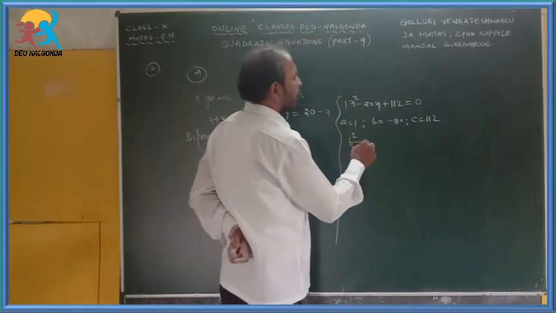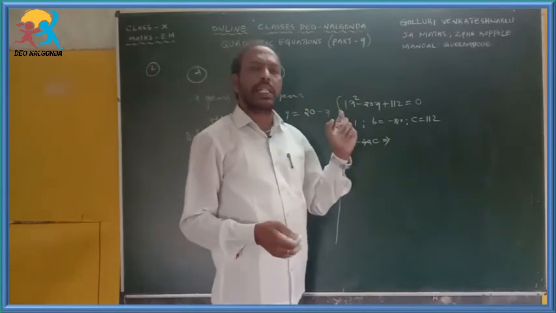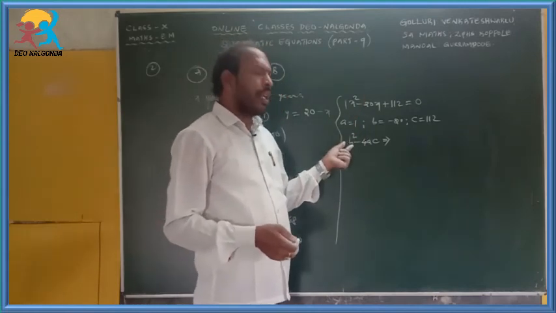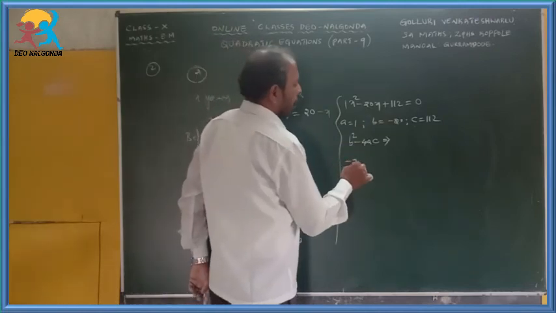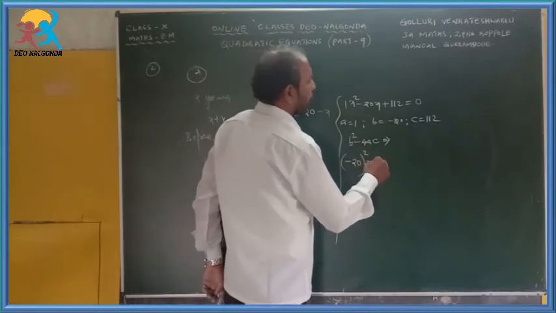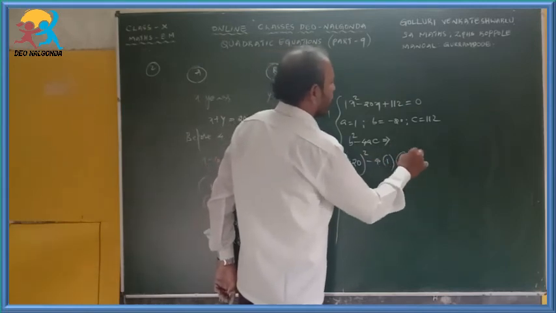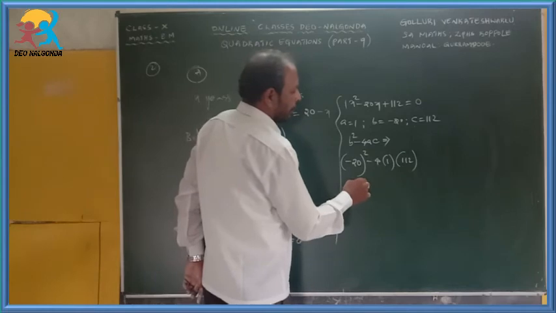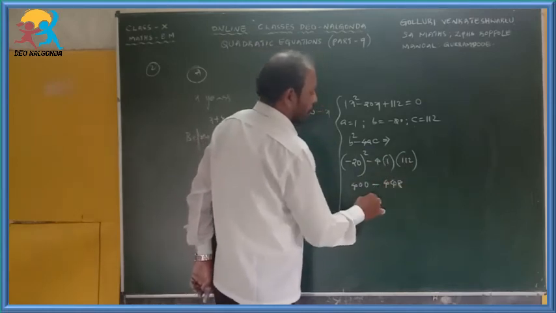To find whether real roots exist, we find the discriminant b square minus 4ac. Here b is minus 20, so minus 20 square minus 4 times a, which is 1, and c, which is 112. The answer is 400 minus 448, that is minus 48.